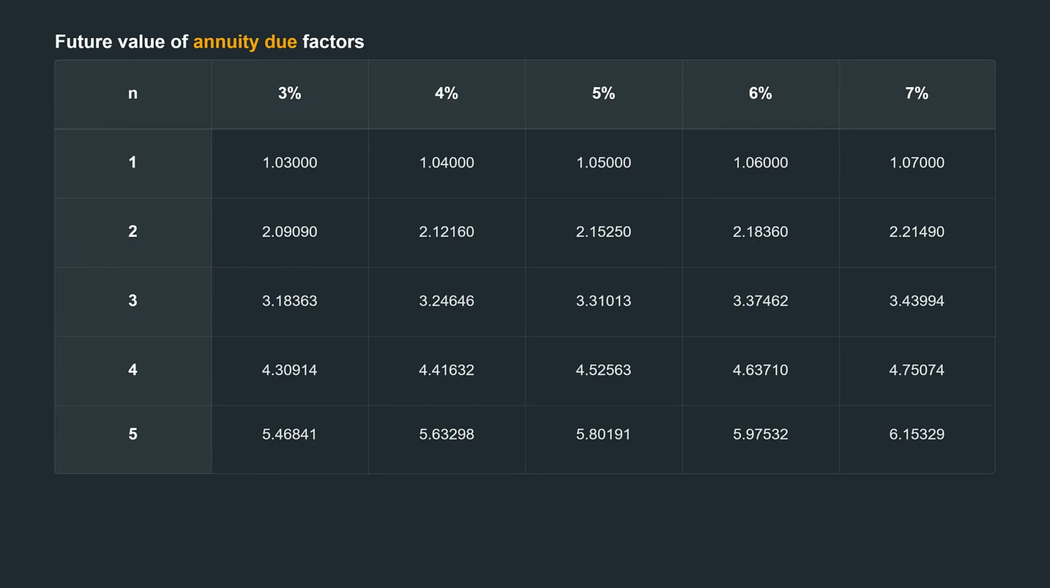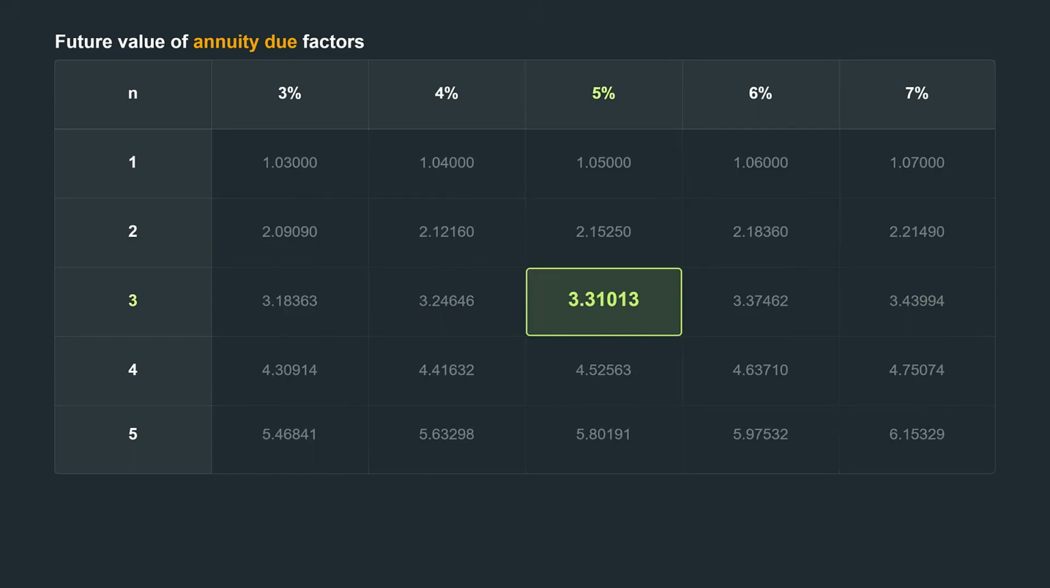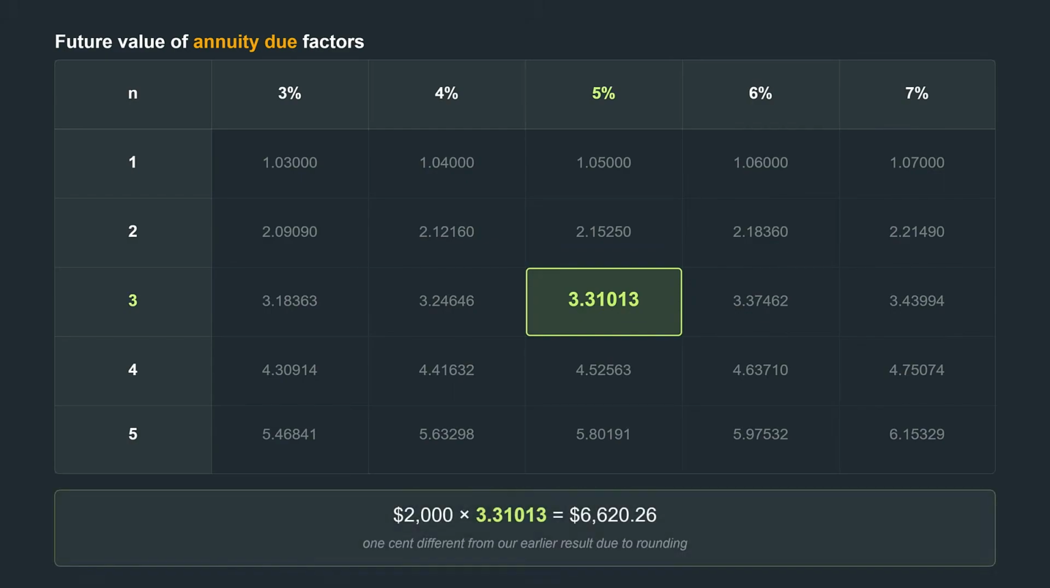What we're looking for is a factor relevant to our calculations. So if we look at the table, for 3 payments at 5% interest, the factor at their intersection is 3.31013. And multiplying our $2,000 payment by this factor produces $6,620.26, which matches our earlier results that we calculated manually with Excel's future value function. It's 1 penny higher just due to rounding. Now, factor tables like this also exist for present values, ordinary annuities, and single lump sum problems. And if you sit for the CPA exam, you will almost certainly encounter them.